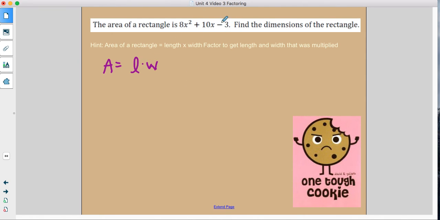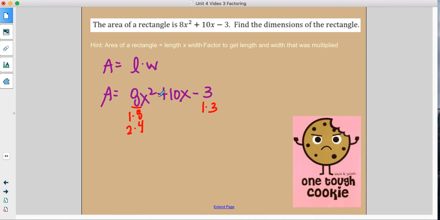This is my area currently, so it equals 8x squared plus 10x minus 3. The first thing that I would say is, is there a GCF? There is not. Okay, so I need to factor it. And this one's a little bit trickier because we have the 8 in the front. So I'm just going to list out my factors of 8: 1 times 8, 2 times 4, and that's it. And then 3 is nice because it's a prime, so I know it's 1 and 3.